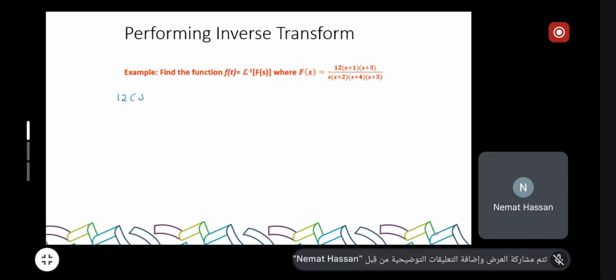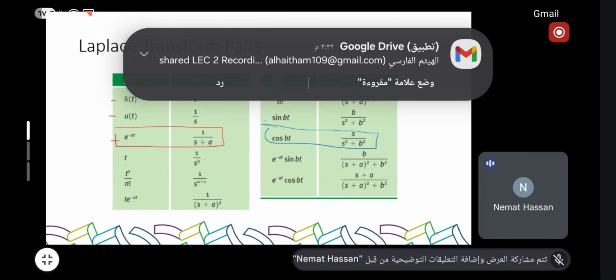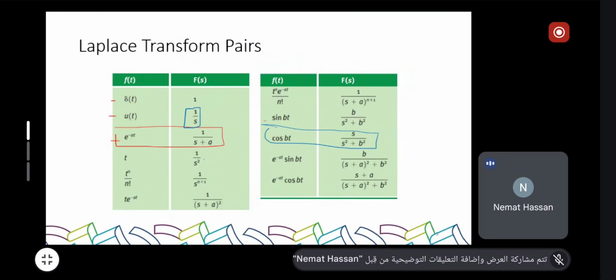12 times (s plus 1) times (s plus 3) divided by s times (s plus 2) times (s plus 4) times (s plus 5). Now if you look at this, in the common function table, there's no such thing as this multi-term polynomial. However, if you look at the table, and let me just run real quick to the tables, we do have 1 over s, and we do have 1 over s plus a constant.